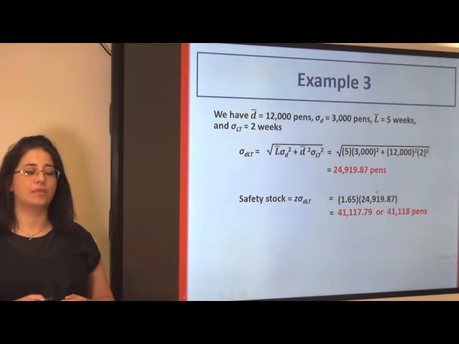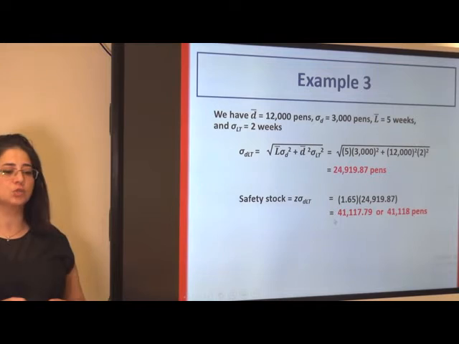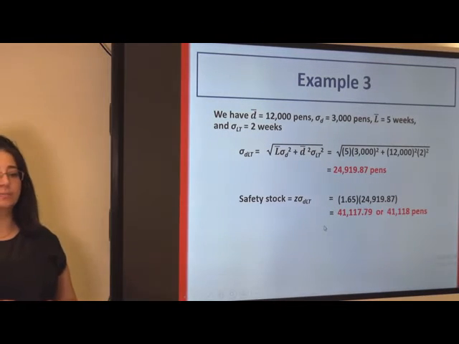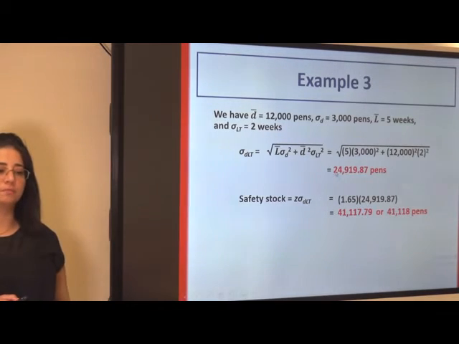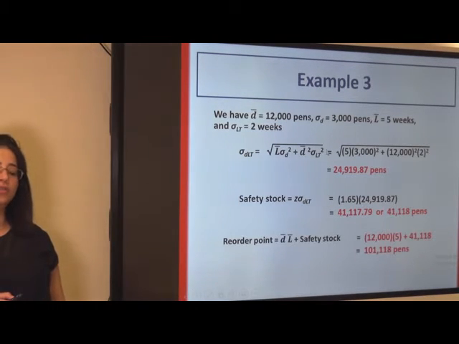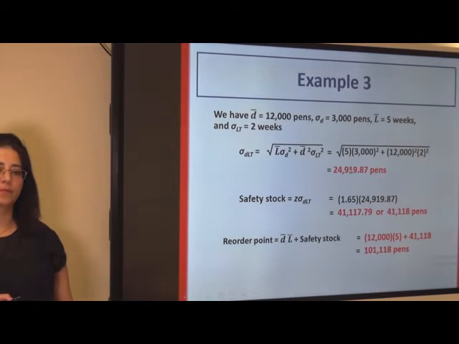Then the safety stock is Z sigma demand during lead time. Z for the 95% service level is 1.67, multiplied by the standard deviation, which will be 41,000 pens. And the reorder point is D multiplied by L plus safety stock. Okay?